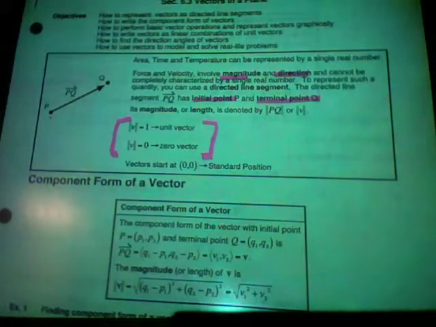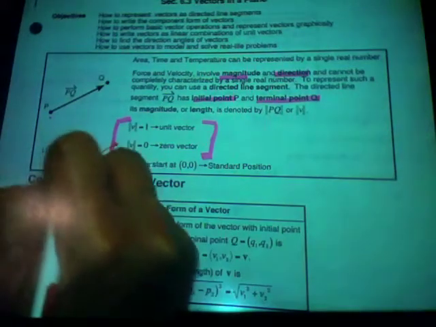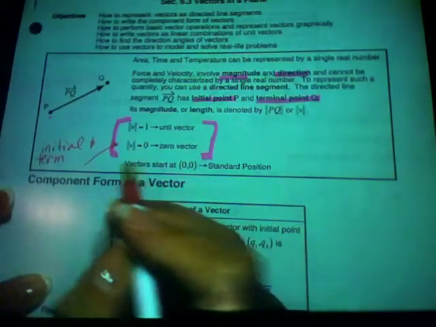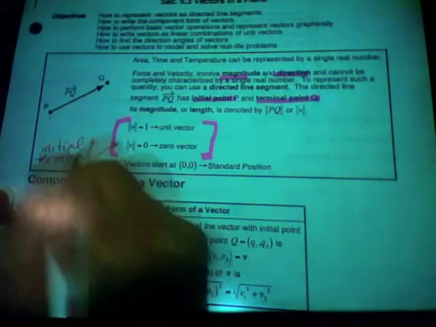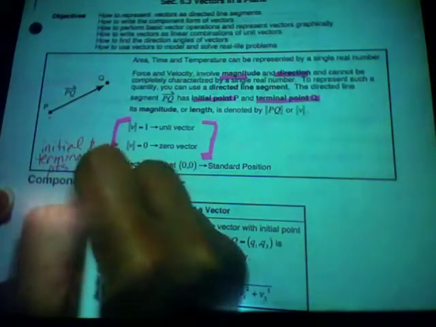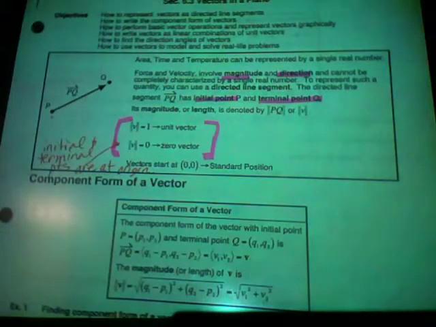And what that really means is that the initial and terminal points are at the origin, 0, 0. Now, not all vectors start at the origin, but I'm going to teach you how to convert any vector to what's called a standard vector that starts at the origin.